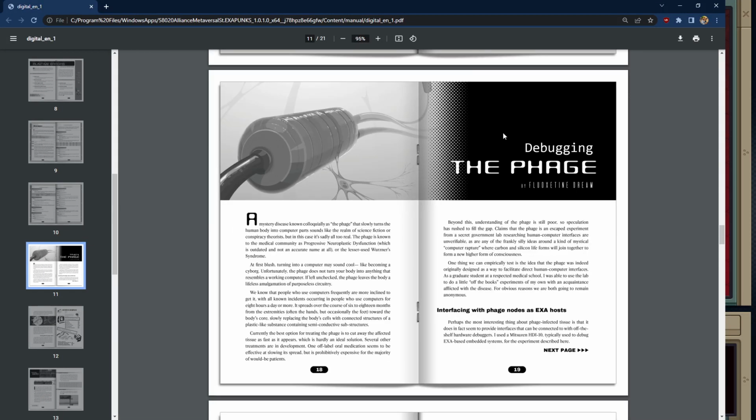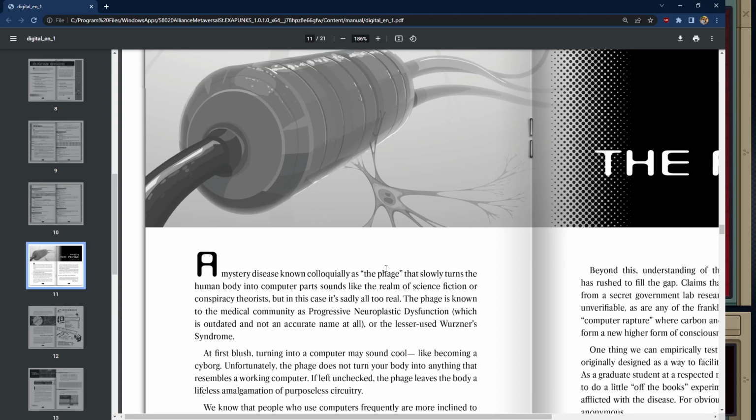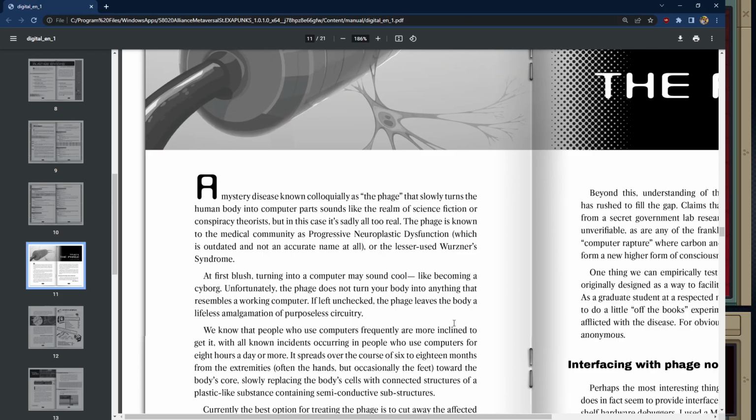Debugging the phage. A mystery disease known colloquially as the phage that slowly turns the human body into computer parts sounds like the realm of science fiction or conspiracy theorists, but in this case it's sadly all too real. The phage is known to the medical community as progressive neuroplastic dysfunction, which is outdated and not an accurate name at all, or the lesser used Wersner's syndrome. At first blush, turning into a computer may sound cool, like becoming a cyborg. Unfortunately, the phage does not turn your body into anything that resembles a working computer. If left unchecked, the phage leaves the body a lifeless amalgamation of purposeless circuitry.